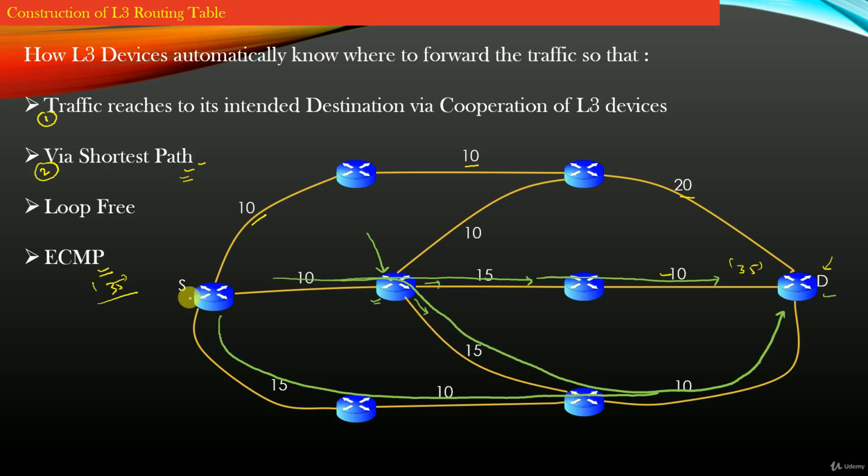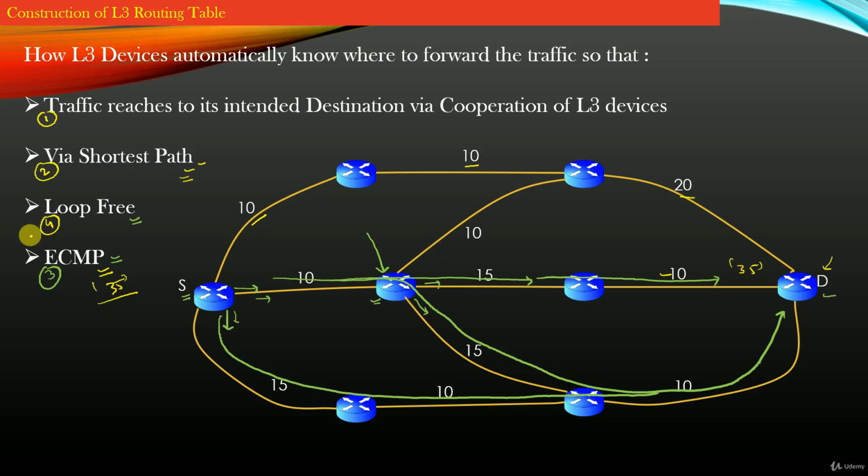Similarly, you can see that the router S is also forwarding the traffic out of 2 interfaces, because the router D is reachable via ECMP paths along these 2 outgoing interfaces, right? So this concept is called equal cost multiple paths. So this was point number 3.